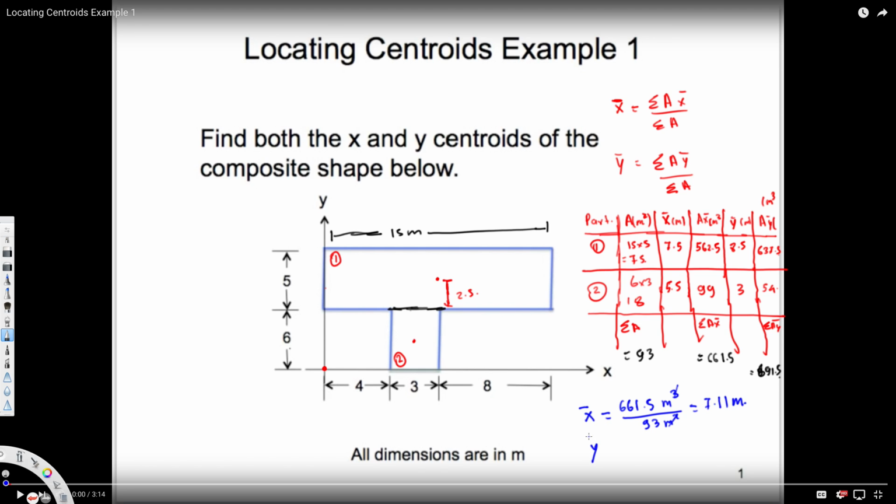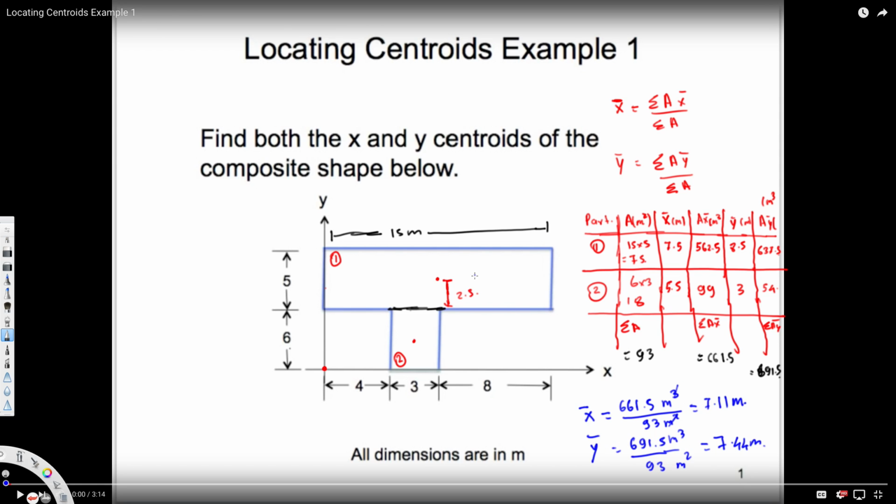And if I want to calculate y bar, I have to simply substitute sigma Ay, and that's going to be 691.5 over 93, and this is meter cube, and here it's meter square. If I divide both of them, I will get meter, and that's going to be 7.44 meter. So this is the x component of the centroid, and this is the y component of the centroid.